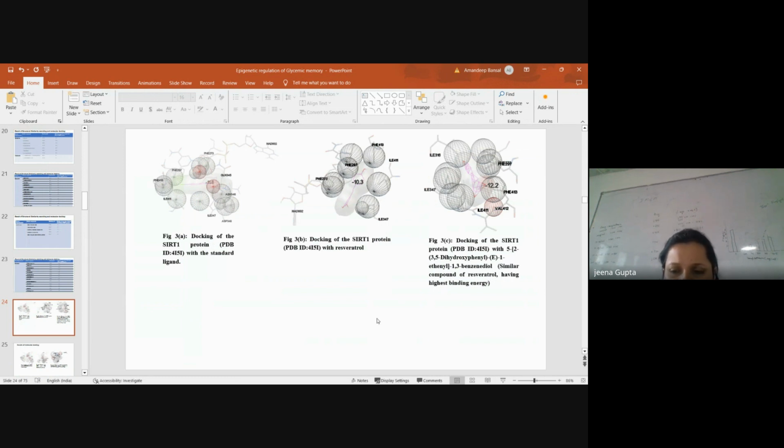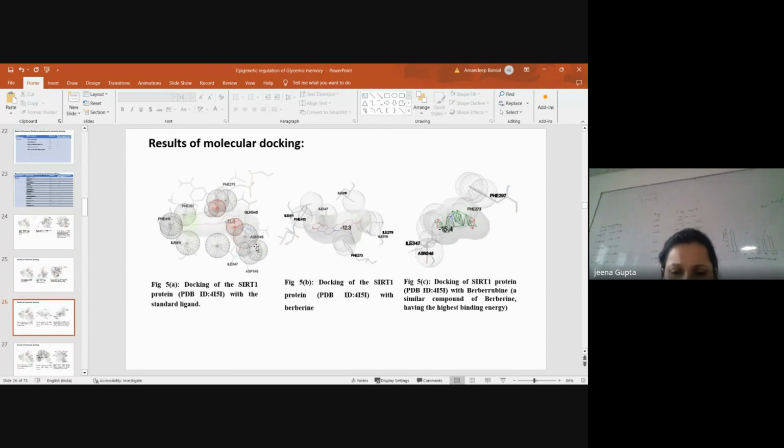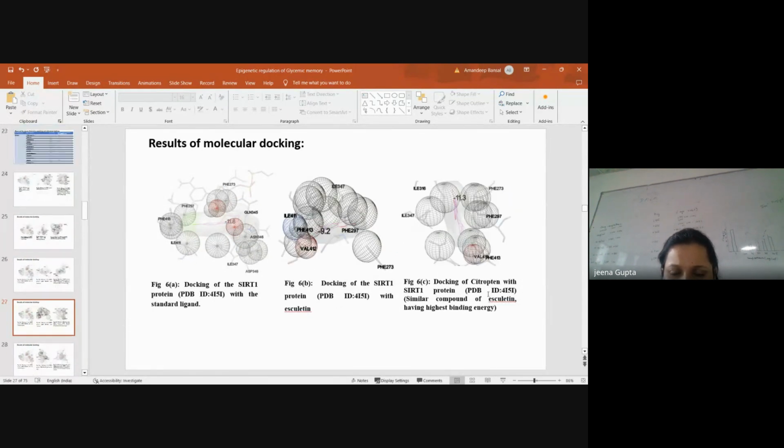The most similar compound with the parent compound, and this is the SIRT1 protein with its potential ligand. So they all show the potential binding in the SIRT1 active site. This is the molecular docking of the compound similar to metformin, the synthetic compound similar to metformin, although the binding energy is less as compared to the ligand. Again, for berberine, we docked the similar compound with the SIRT1 ligand binding site.